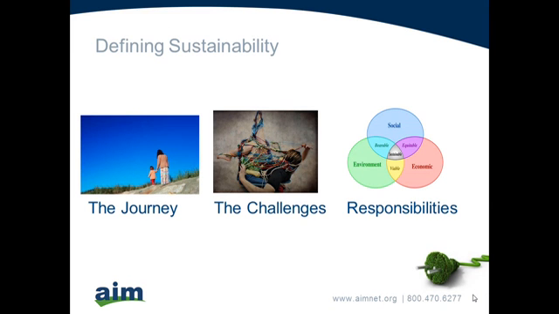I'd like to break this section on defining sustainability up into three topic areas. First, I'll wax philosophical about the journey of learning in general and how I see it relating to sustainability. Then discuss some challenges that organizations face in general and also with regard to sustainability. And then followed by a formal definition of sustainability that maybe some folks are familiar with.